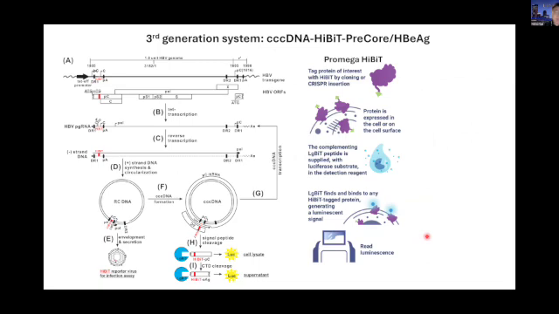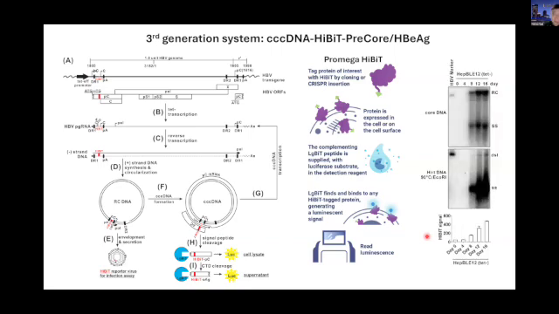So we have further improved that system by replacing the HA tag with a HiBiT tag, which is split luciferase. And using this assay, we can directly lyse the cells with a reagent containing LgBiT and measure the HiBiT tag, the pre-core protein in the cell lysate, which is more closely related to cccDNA transcription intracellularly. And with this system, we are currently working together with the University of Pittsburgh Drug Discovery Institute to turn this into a high throughput platform for compound screening.